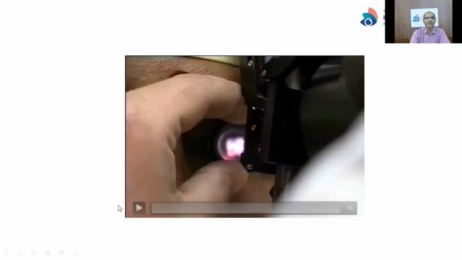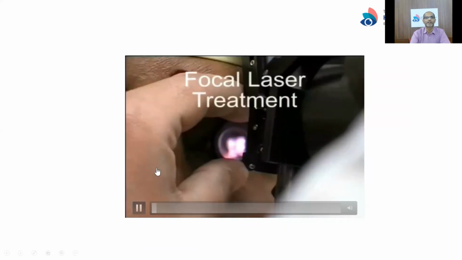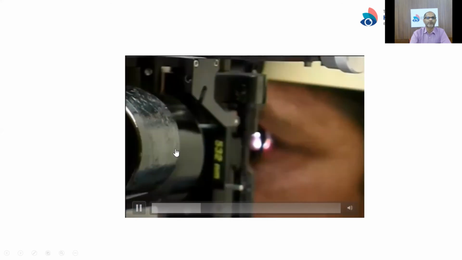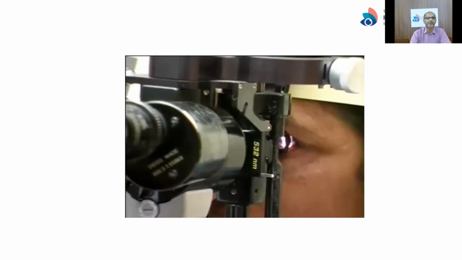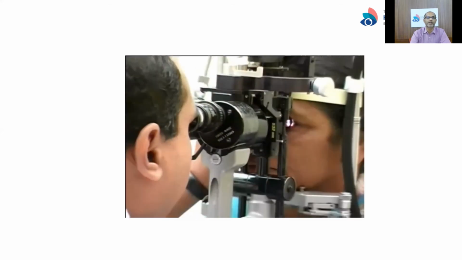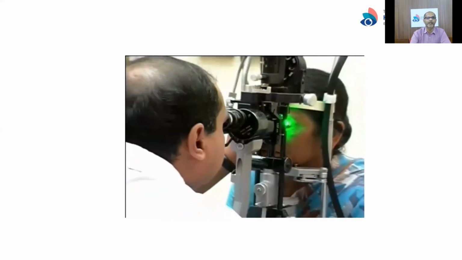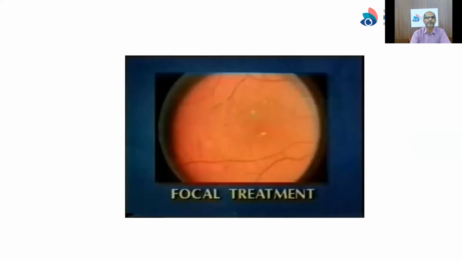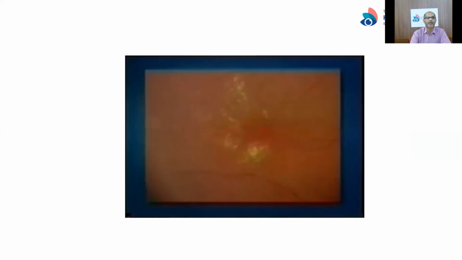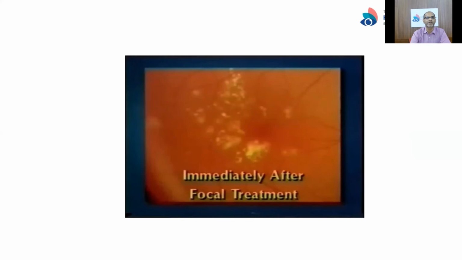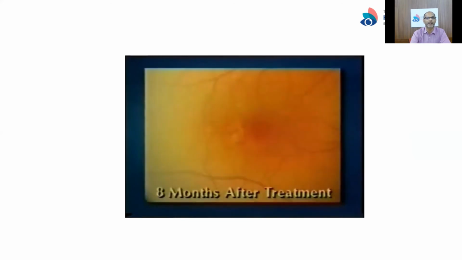Now let's look at a video of how a focal laser is administered to the patient. We have to use a lens, and preferably for giving focal laser, angiography is done. With the angiography, we can identify the leaking areas, and those leaking areas can be lasered, as well as we can see those microaneurysms which are leaking, and we can apply this laser to these leaking areas.